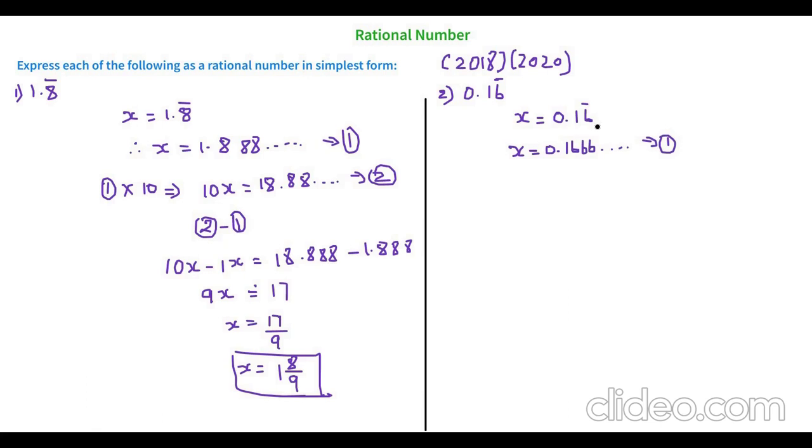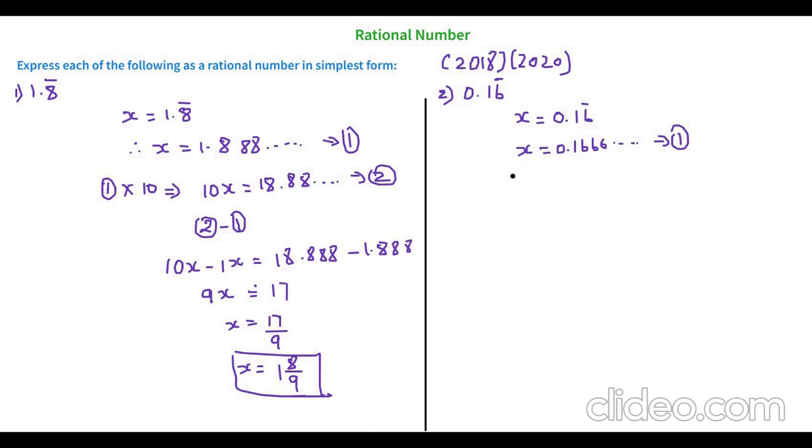Since only the second digit is recurring again and again, we will not multiply by 10 alone; we will also multiply by 100. If the third digit were recurring, you could multiply by 1000. So I'm going to multiply the first equation by 10 and by 100. x equals 0.1666 and it keeps going. This is our first equation. Since there is a dash above 6, I just repeat the 6.